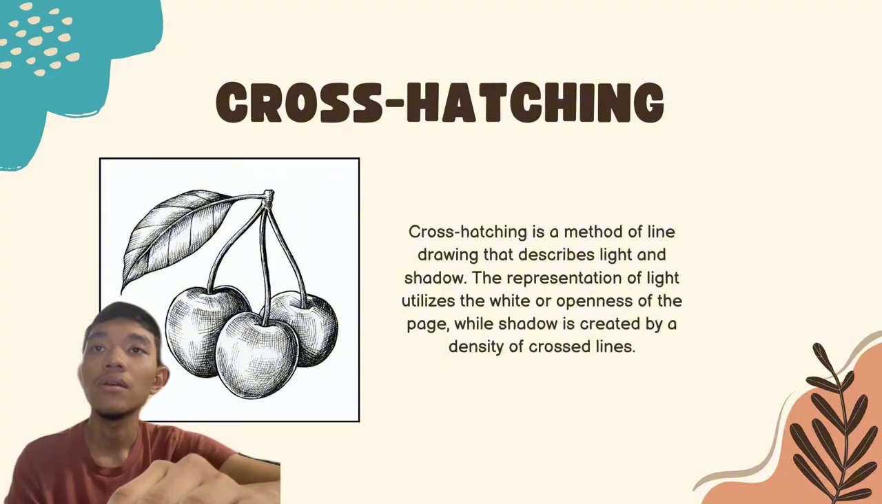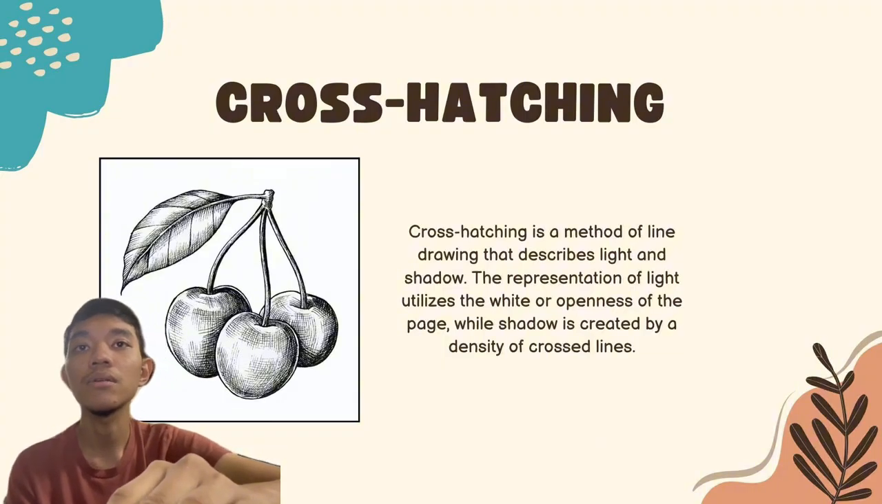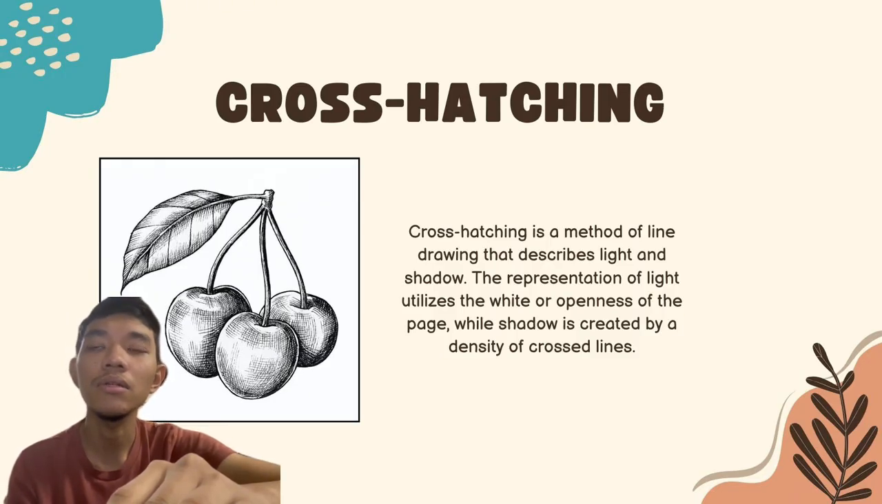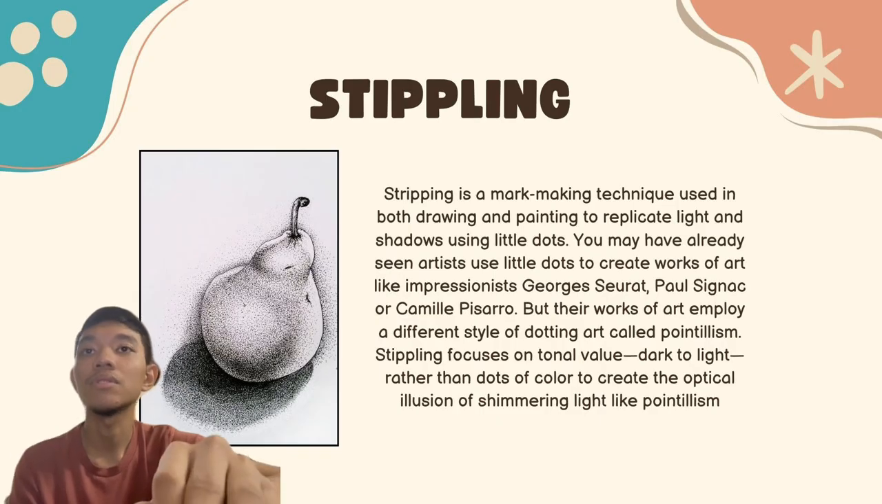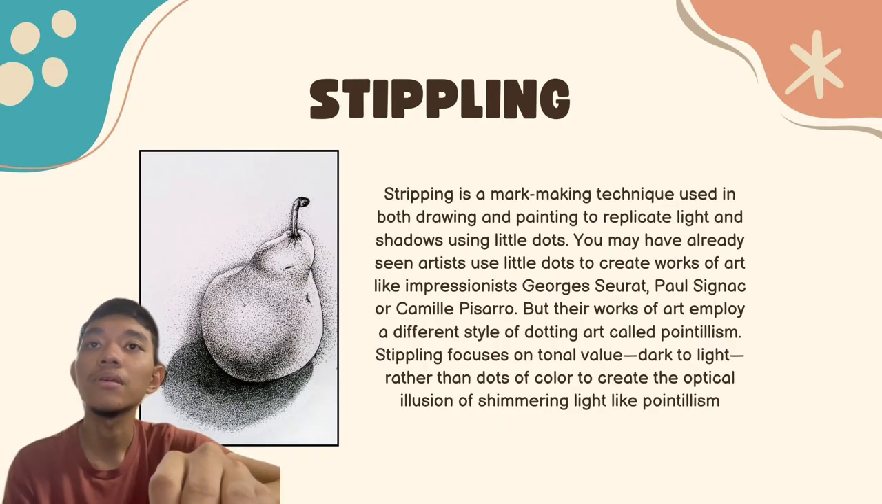Second is cross-hatching. Cross-hatching is a method of line drawing that describes light and shadow. The representation of light utilizes the width or openness of the page, while shadow is created by a density of cross lines. Number 3 is stippling.